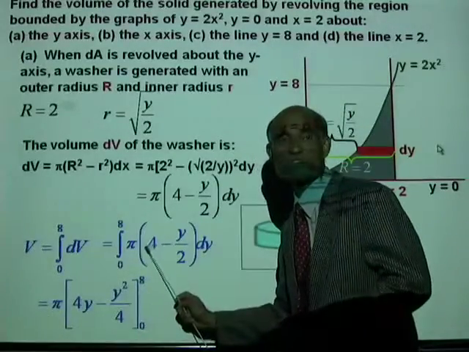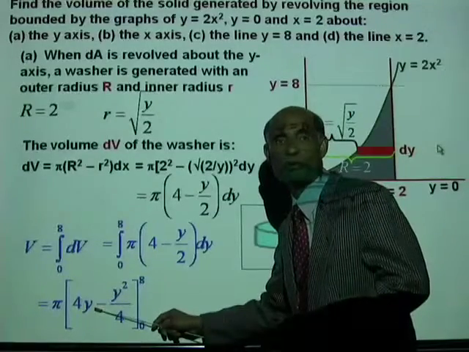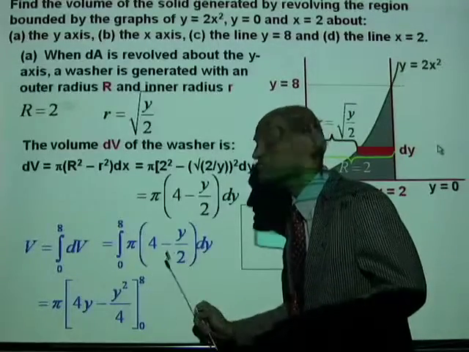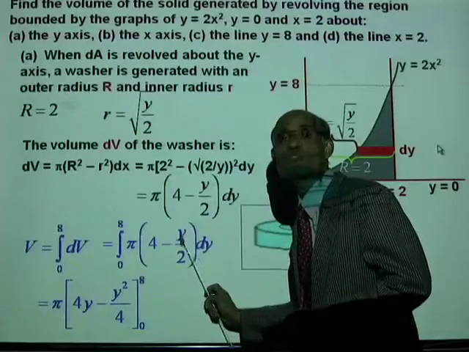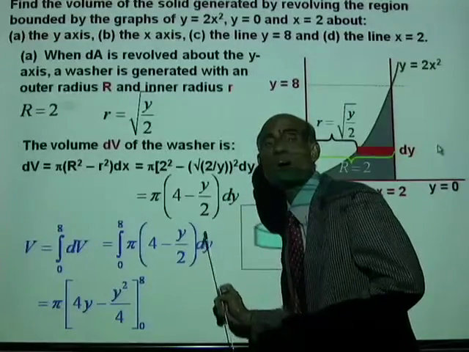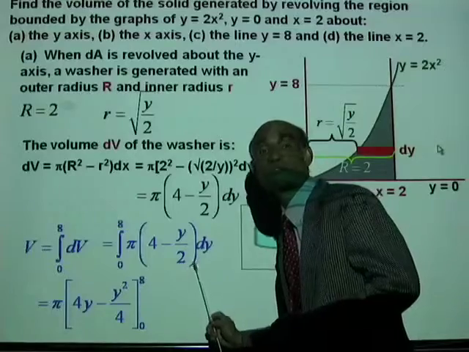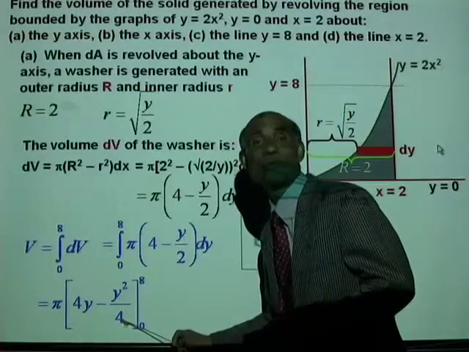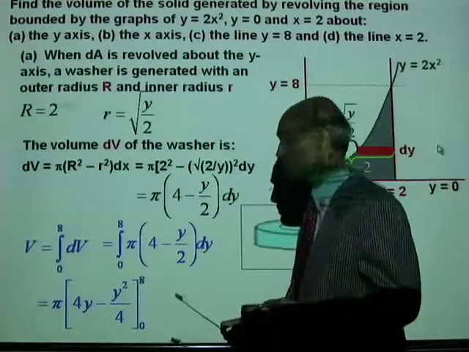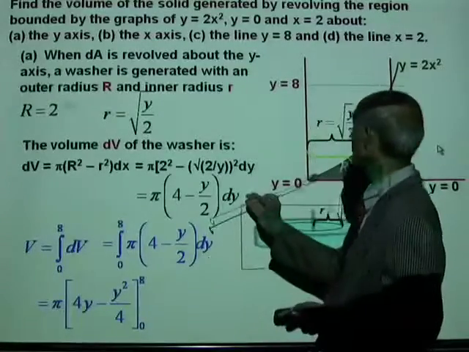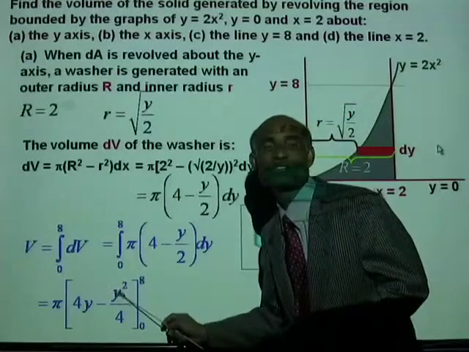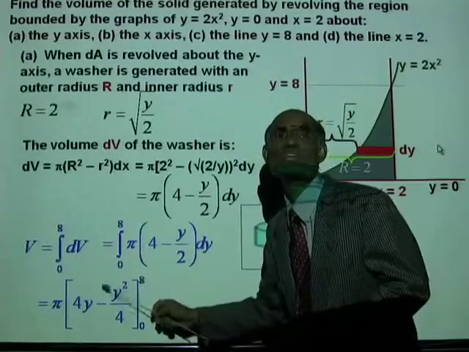That'll be pi times the integral of 4 dy, which is 4y, minus the integral of y over 2 dy. You see, y over 2 is 1/2 y. That will be 1/2 times the integral of y dy, which is y squared over 2. And the two 2's in the denominator will give you a 4 in the denominator. So the integral of y over 2 dy is y squared over 4. And the lower limit is 0, the upper limit is 8. Again, the lower limit will not give you anything because 0 will make both of these 0. We need only the upper limit.